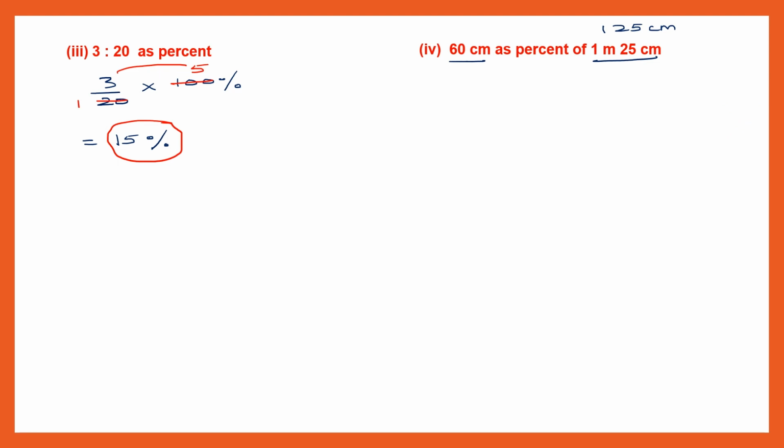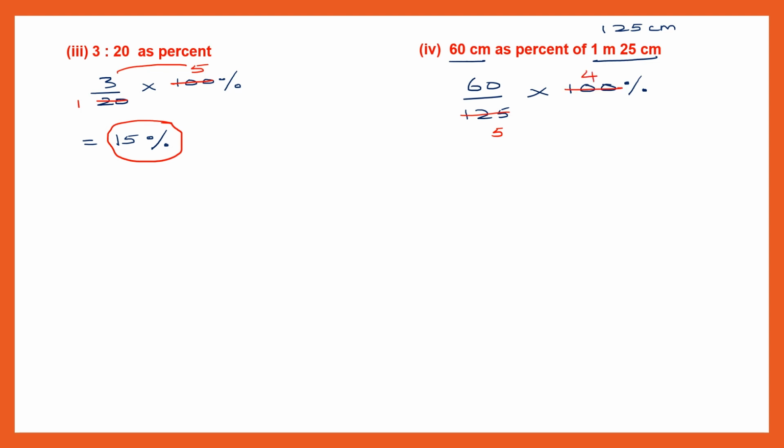Now how do we do that? We say 60 by 125. Expressing one quantity as a percent of another quantity: 60 by 125. Now we are converting it to percent, so multiply by 100%. Now cancel what you can. Let's cancel 125 and 100 by 25. So 25 fives are 125 and 25 fours are 100.